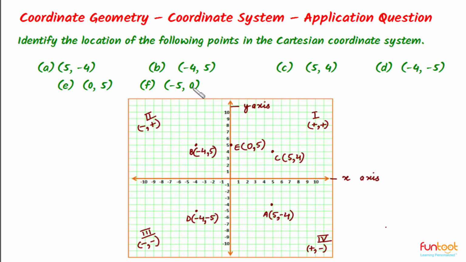Then we have F, (-5, 0). Here, the y coordinate is 0 and such points lie on the x-axis. So this point will be this point, F, (-5, 0).